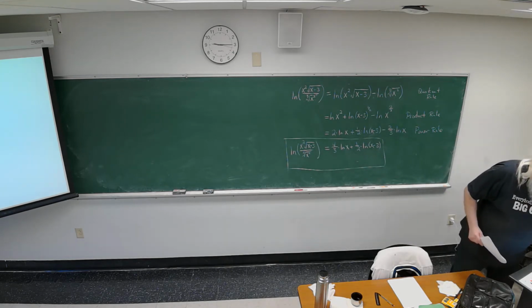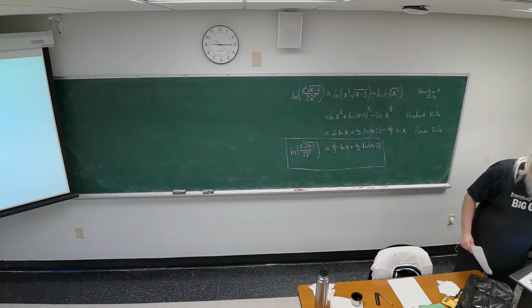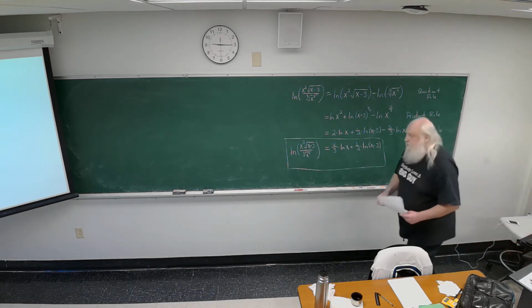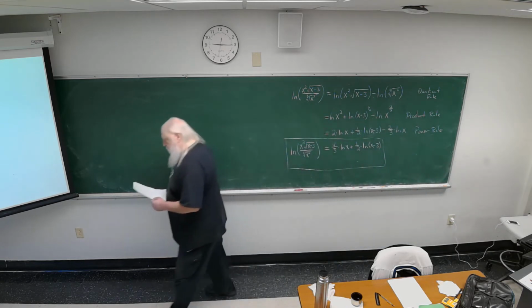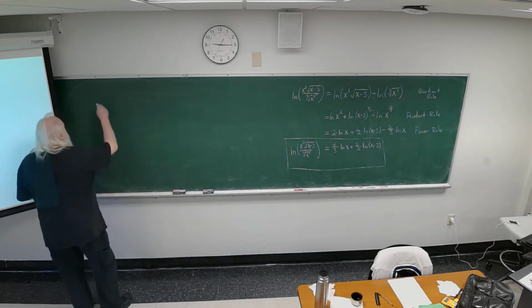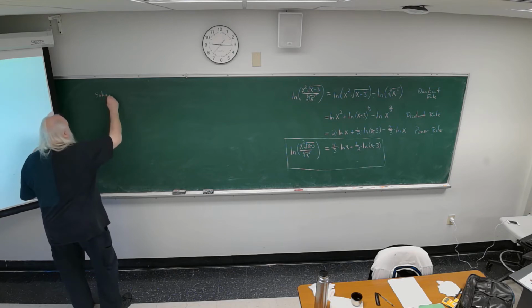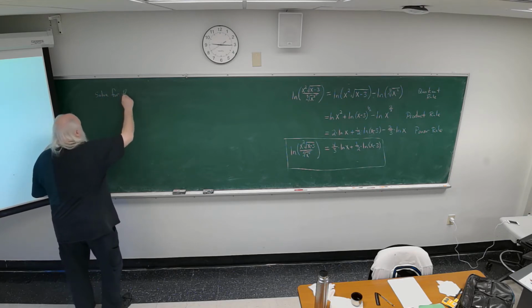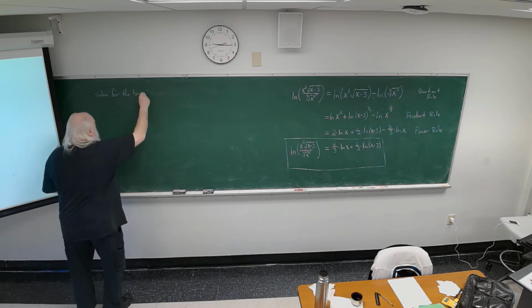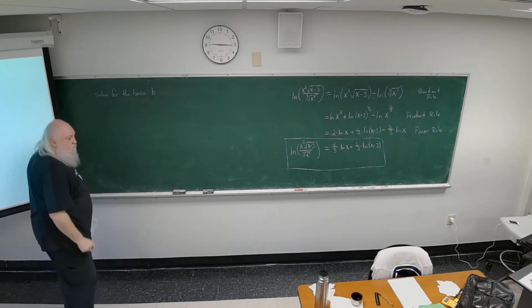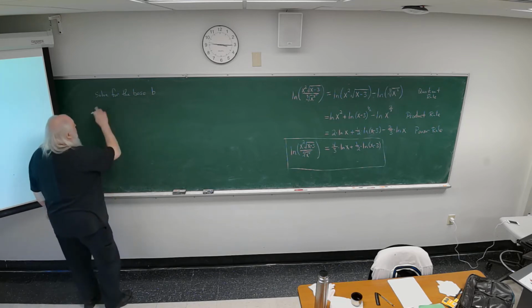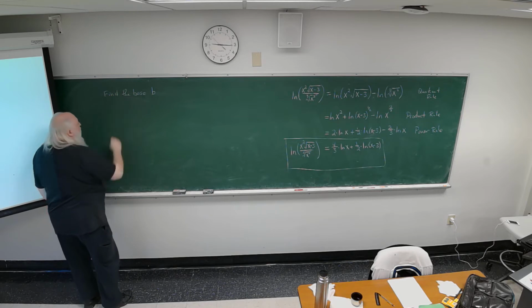In example 9, you're instructed to find a logarithmic function, f of x equals log base b of x, such that the graph of f passes through the point 64, 3. So what we've got to do is solve for the base b. We've got to find the base b.